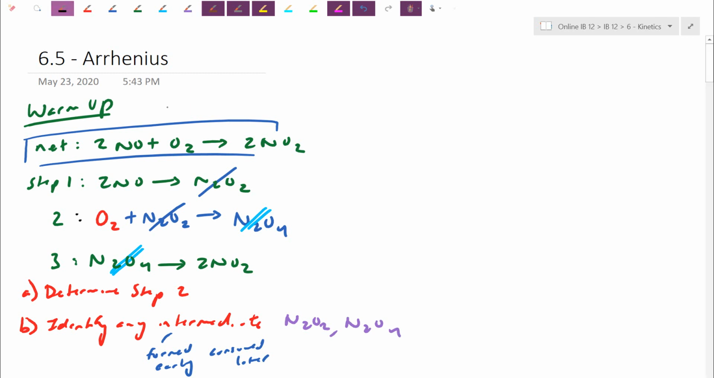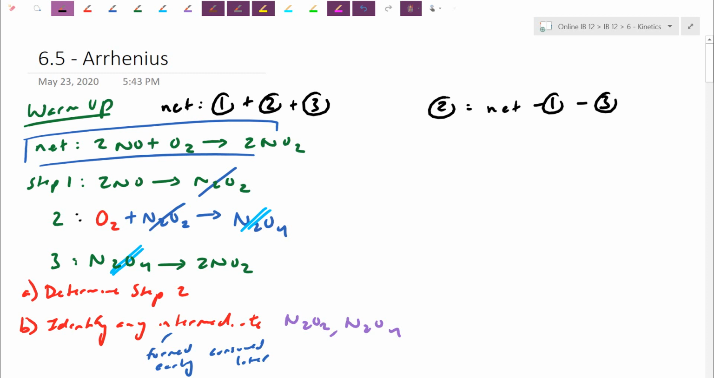Essentially, what I've been saying is the net reaction is actually the summation of reaction 1, step number 2, and step number 3. You can actually do this by algebra. You can rearrange it for step number 2. If you wanted to find step number 2, imagine taking your net reaction, minusing step 1 and minusing step 3. I can take my net reaction minus 1 and minus 3. That's just what algebra says, right? So let's just try it out here.